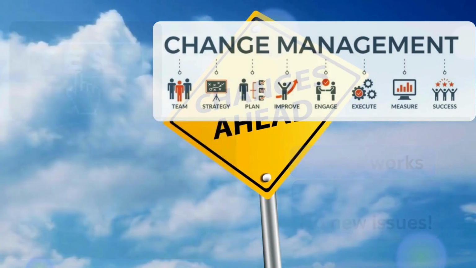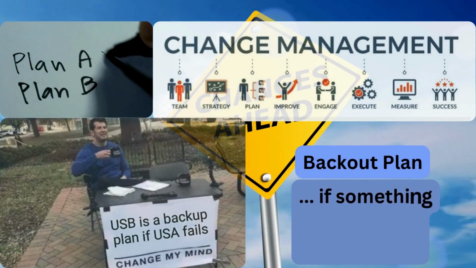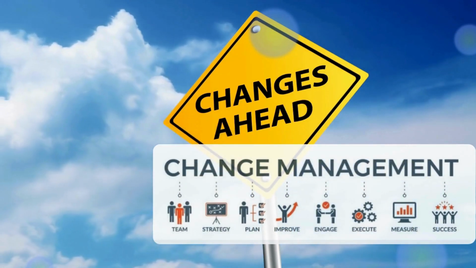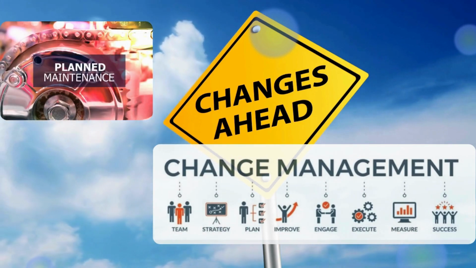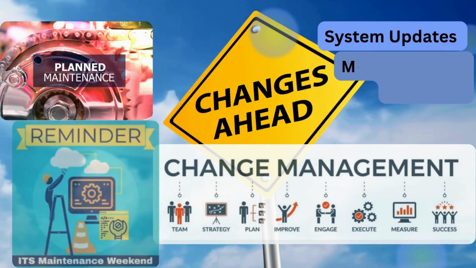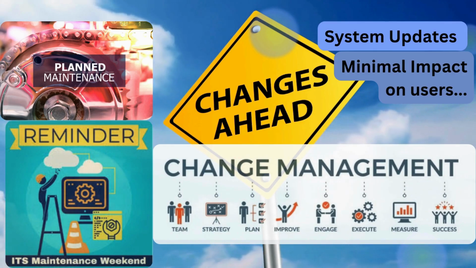A backup plan is a way to undo a change if something goes wrong. Think about a backup plan or plan B. A maintenance window is a specific time period during which system maintenance and updates can be performed with minimal impact to the users. It's often done during off-peak hours or on weekends.